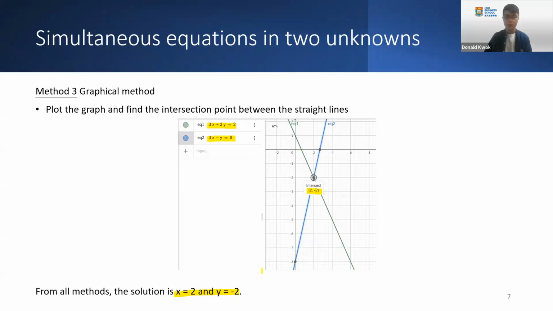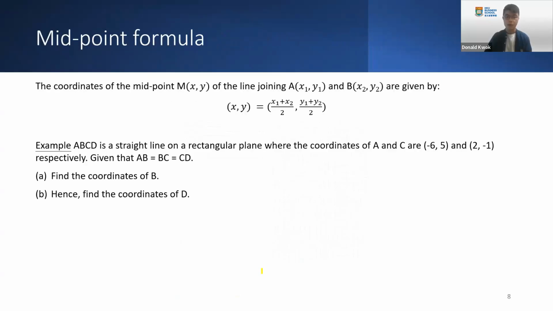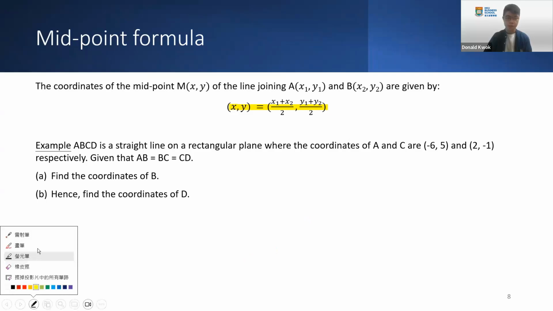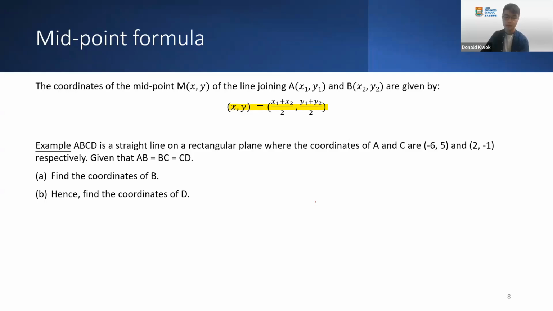So the final thing I would like to review is the midpoint formula. Suppose M is the midpoint of AB, then we can calculate the midpoint as follows. Let me go through a simple example to illustrate what it means. We have ABCD, a straight line on a rectangular coordinate plane, where the coordinates of A and C are -6, 5, and 2, -1 respectively.